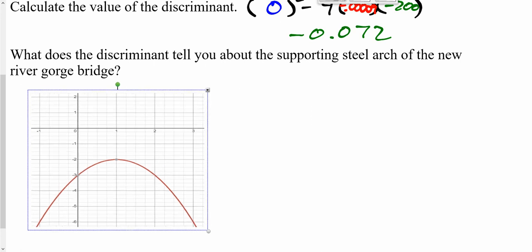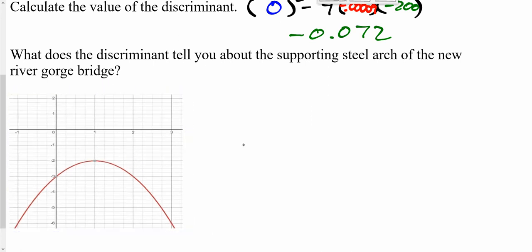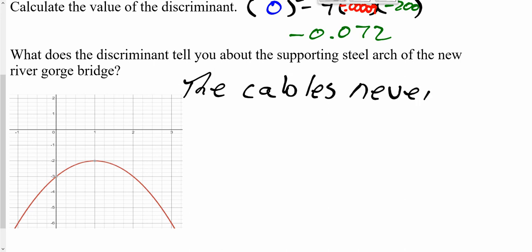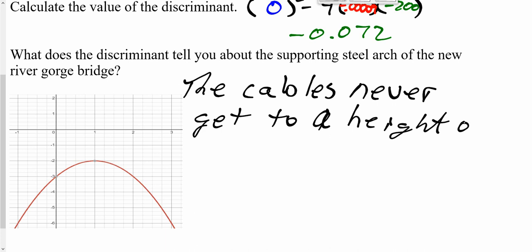So what's that really tell us about our supports here? It means that the cables never reach the height of 0, because we ended up with a negative, which once again, we never touch our x-axis when we have the square root of a negative. Now, if we would have ended up getting a positive here, then that would have told us when these do touch the x-axis. So our cables never get to a height of 0.